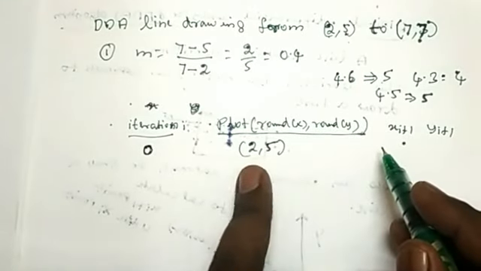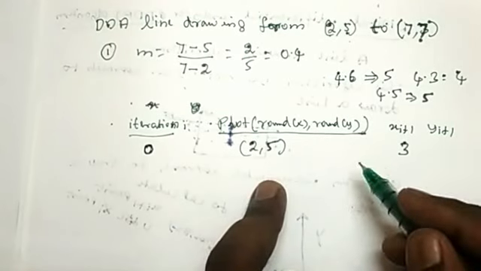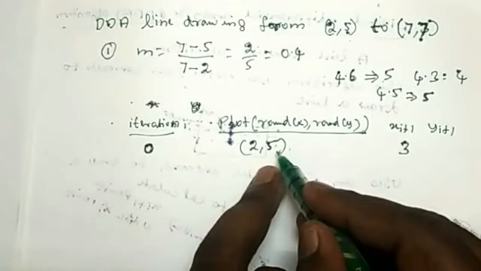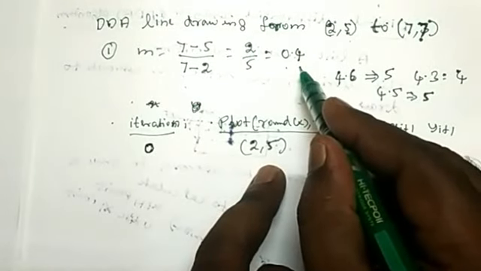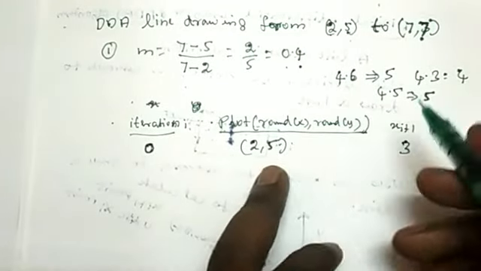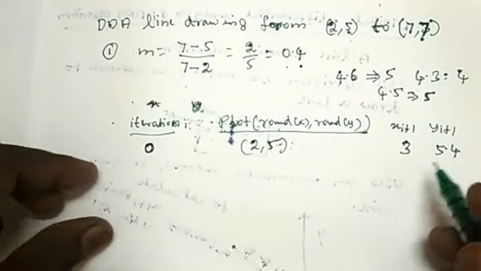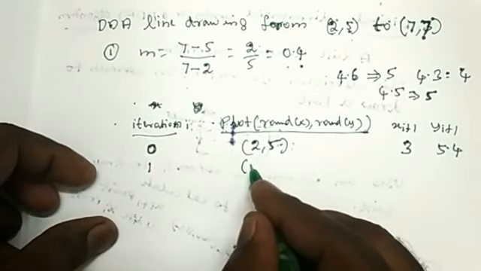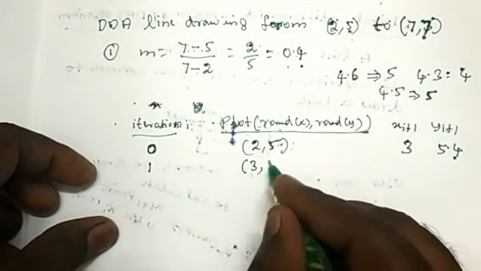So what is the value of x? x is 2, so it should become 3. And what is the value of y? The y value is 5. So the y value has to be incremented with the slope value. The slope value is 0.4. So 5 plus 0.4 should be 5.4. So I'll go for iteration 1. The value of x is 3 and 5.4, when you round it off, it should be 5.